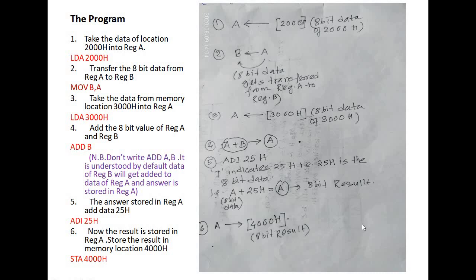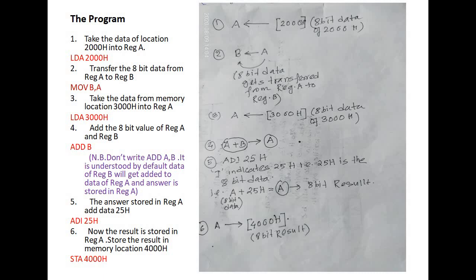It is understood by default that in 8085, whether the operation is logical or arithmetic, one of the operands will always be stored in register A. So you don't have to write ADD A comma B. A is taken by default. While doing any arithmetic or logical operation, you have to remember that one of the operands you have to store in register A always.